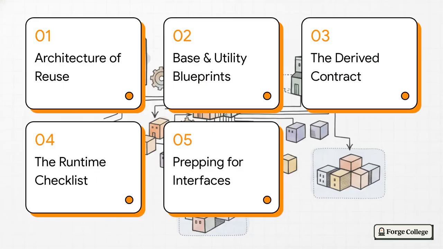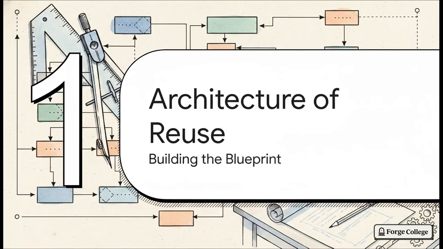So, here's our agenda for today. First, we'll cover the architecture of reuse. Second, base and utility blueprints. Third, assembling the derived contract. Fourth, the runtime checklist. And finally, prepping for interfaces. Let's get to it. Section 1, the architecture of reuse, building the blueprints.